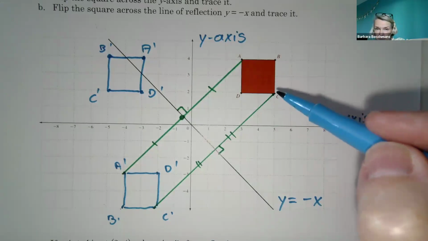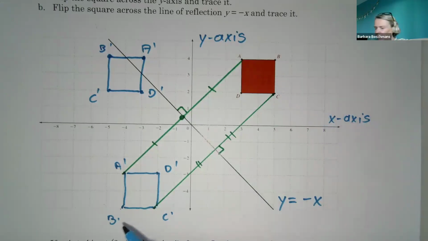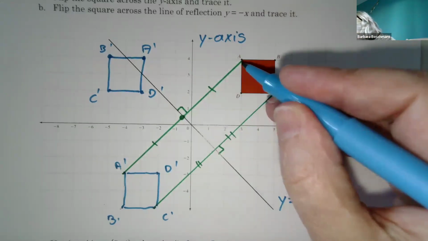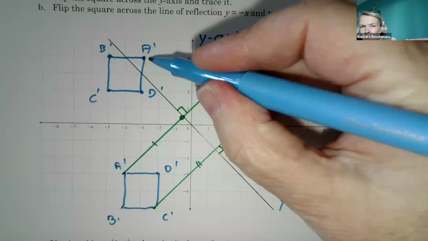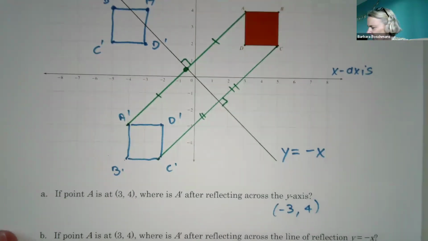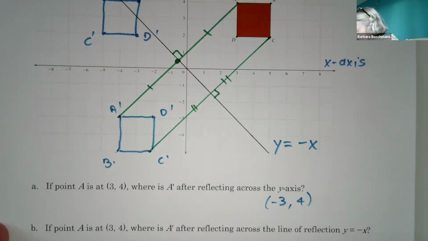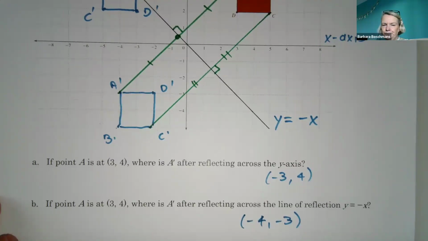So what you start with is called the pre-image. What you end up with is called the image. My A was at 3,4. If I flipped it across the y-axis, my A is now at negative 3,4. It's right up here. My A was at 3,4. If I flip it across the line of reflection y equals negative x, I am at negative 4, negative 3. So those are lines of reflection.